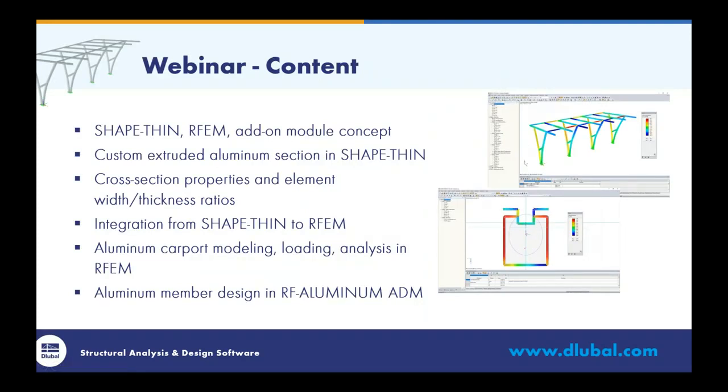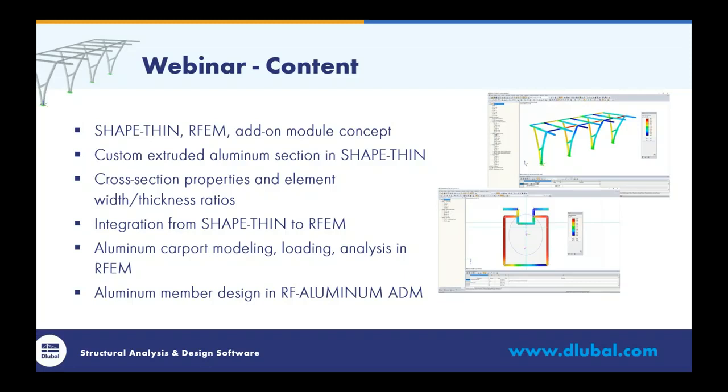So regarding the content for the next hour today, I want to give a brief overview of our standalone program, Shape Thin, our FEA program, RFEM, and the add-on module concept within RFEM. Then we'll move into our example where we will create a custom extruded aluminum section in Shape Thin. This allows us to calculate the cross-section properties as well as the element width to thickness ratio. So you'll hear me say this quite a bit because this information is what we can essentially integrate from Shape Thin into RFEM and treat as any other member.